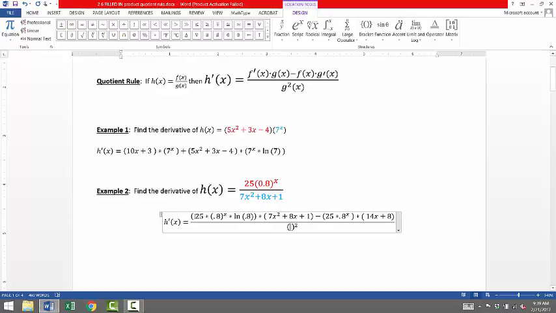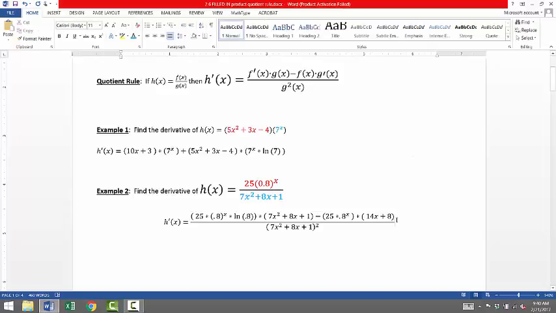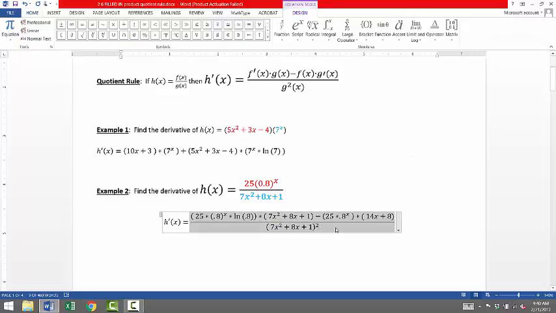Notice what I have in the numerator: f prime g minus f times g prime. Now in the denominator, I put the original denominator function, the original function g, squared. That gigantic fraction is h prime: f prime g minus f g prime over g squared.